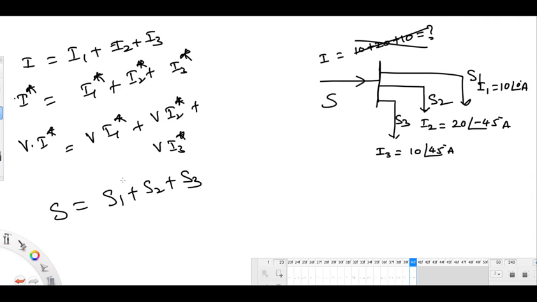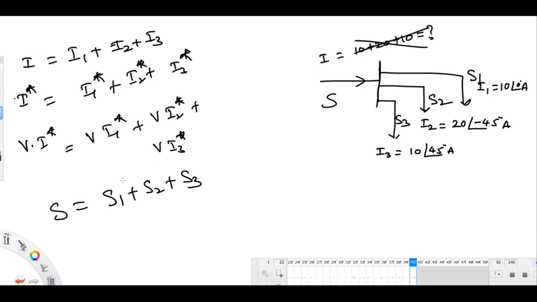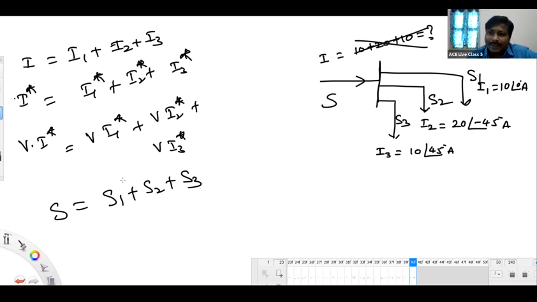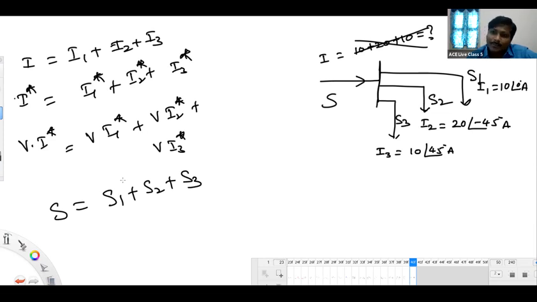Sir, can we use the spark gap for surge? Spark gap is also one of the surge arrestors. Sir, I saw one lightning arrestor in a substation, they might be using some material also. Yes, silicon carbide or some other material they might be using. A number of spark gaps connected in series will also act as a surge arrestor.